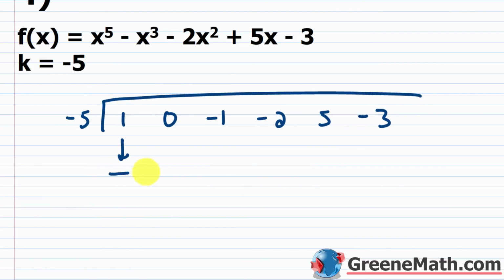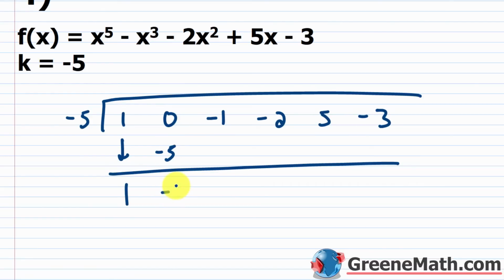I'm going to drop down the 1. And then -5 times 1 is -5. 0 plus -5 is -5. -5 times -5 is 25. -1 plus 25 is 24.